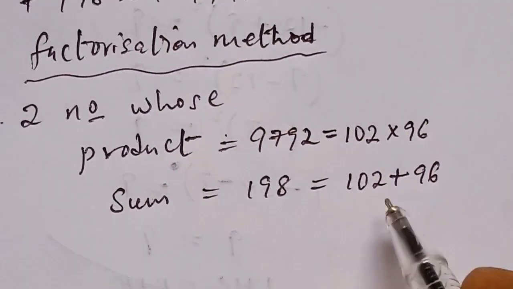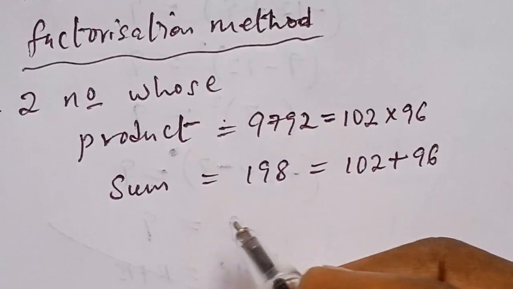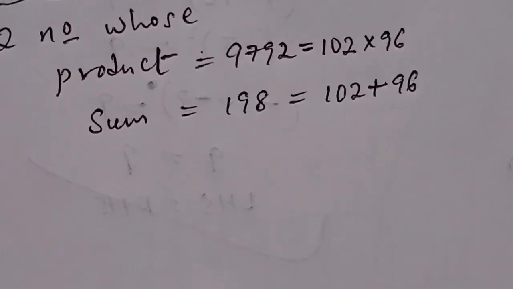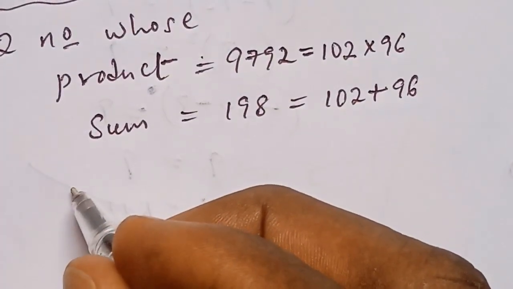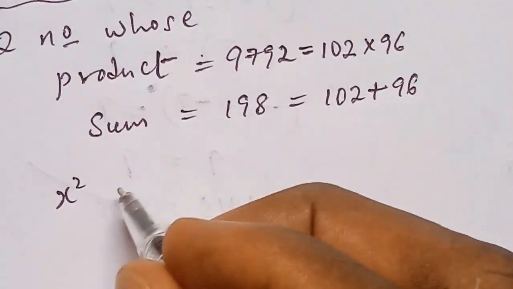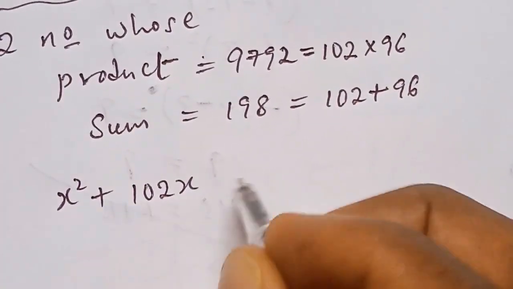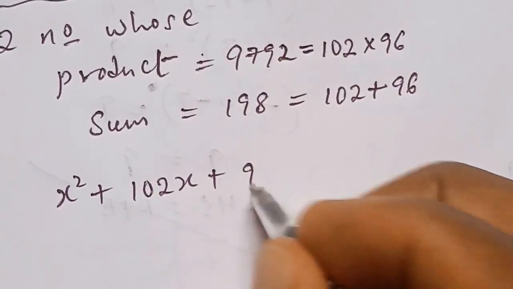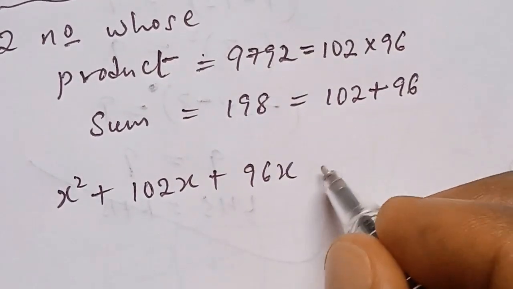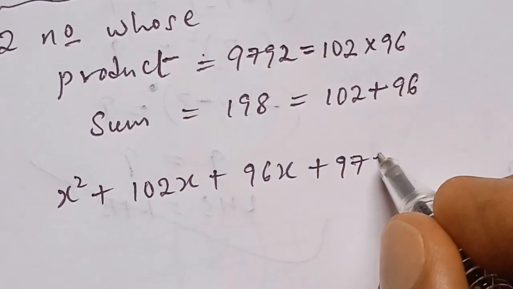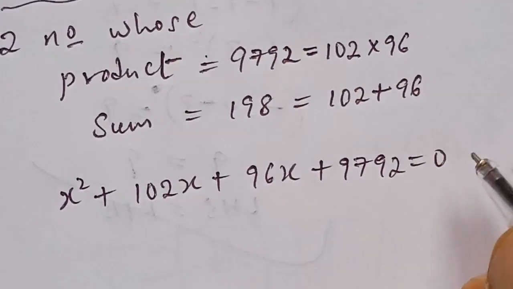So having gotten these two numbers, we can now use them to factorize the quadratic equation. So our next step becomes x to the power of 2 plus 102x plus 96x plus 9792 equal to 0.